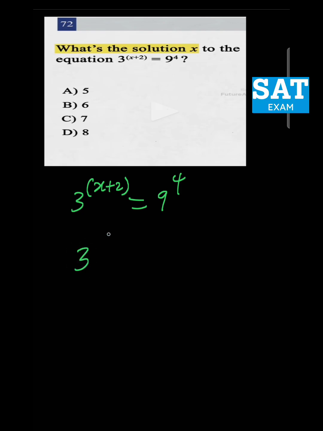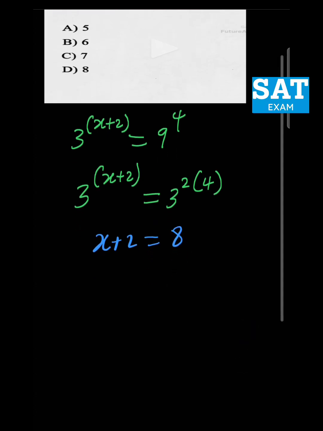So here we're going to have 3 raised to the power of x plus 2, which is equal to 9 in base 3, which is the same as 3 raised to the power of 2, because when you multiply 3 by itself 2 times, it's going to give us 9. Then all raised to the power of 4, which is the initial power. And recall the law of exponential equations: when the bases are the same, the powers are also the same. So we're going to equate the powers. The first power is x plus 2, which is equal to the second power, 2 multiplied by 4, which is going to give us 8.